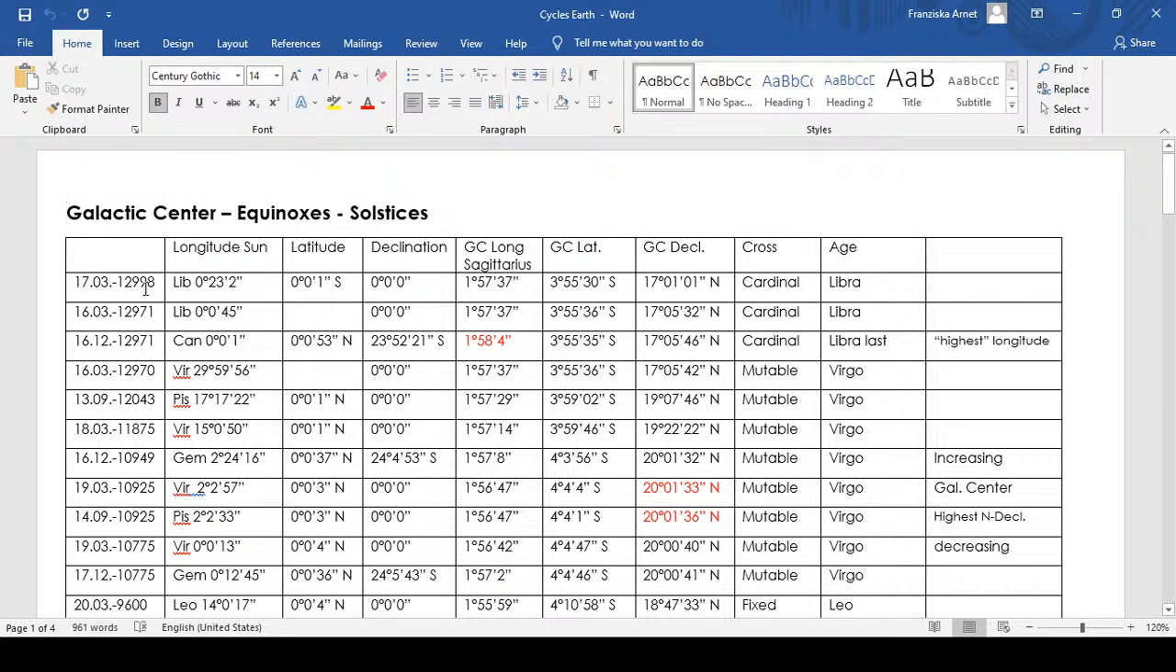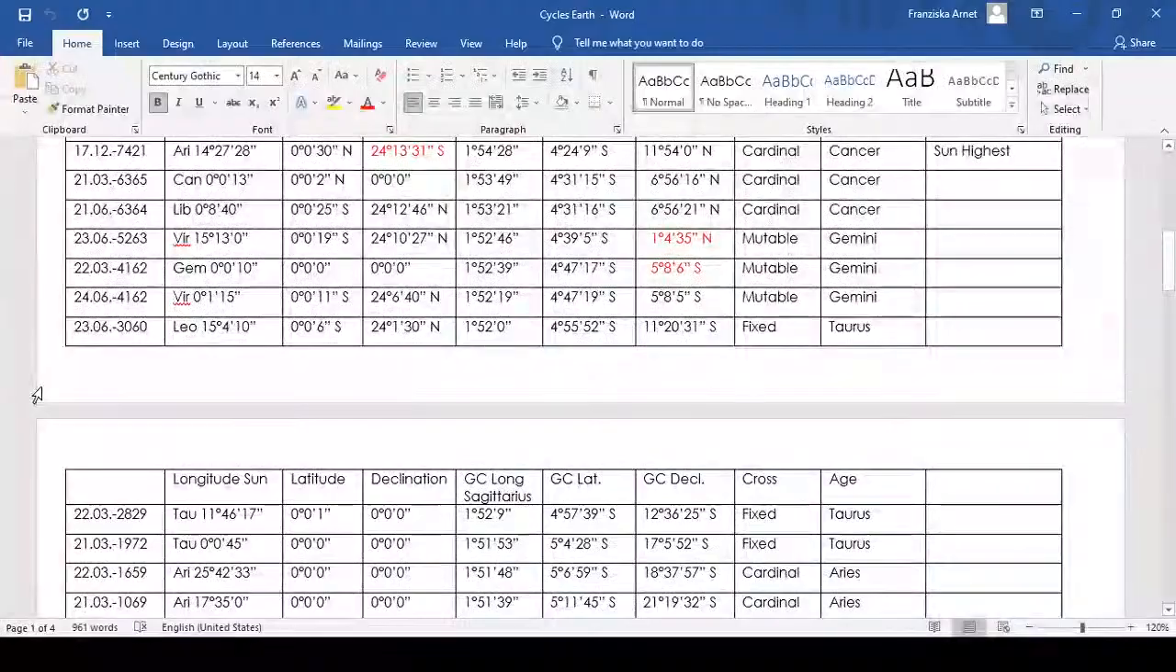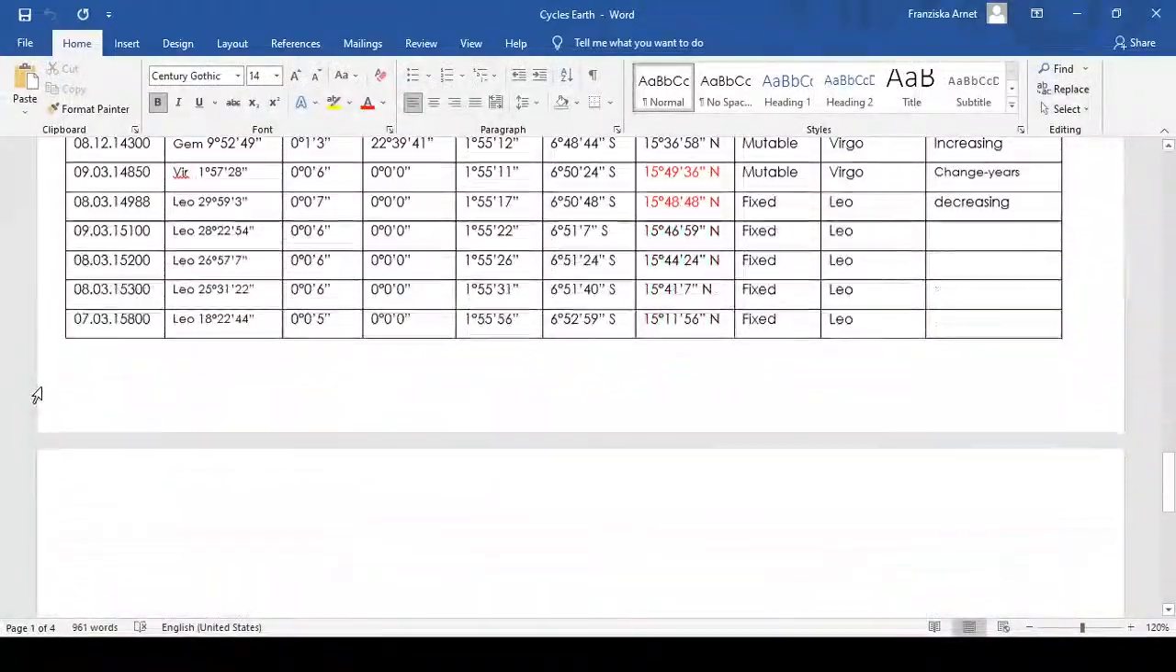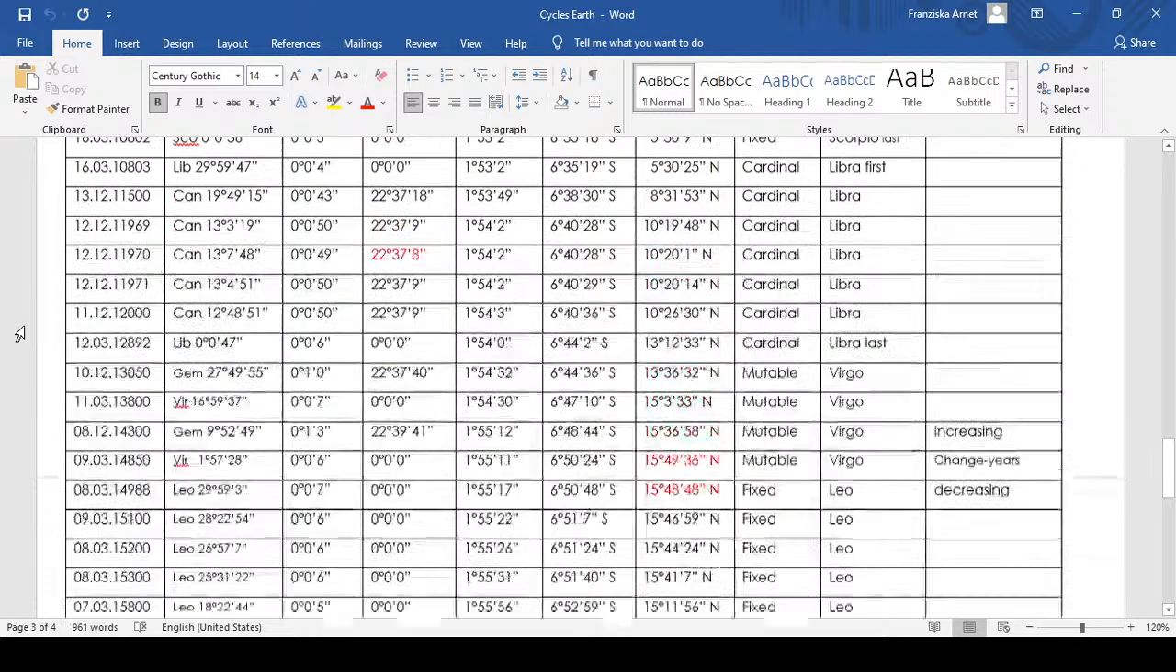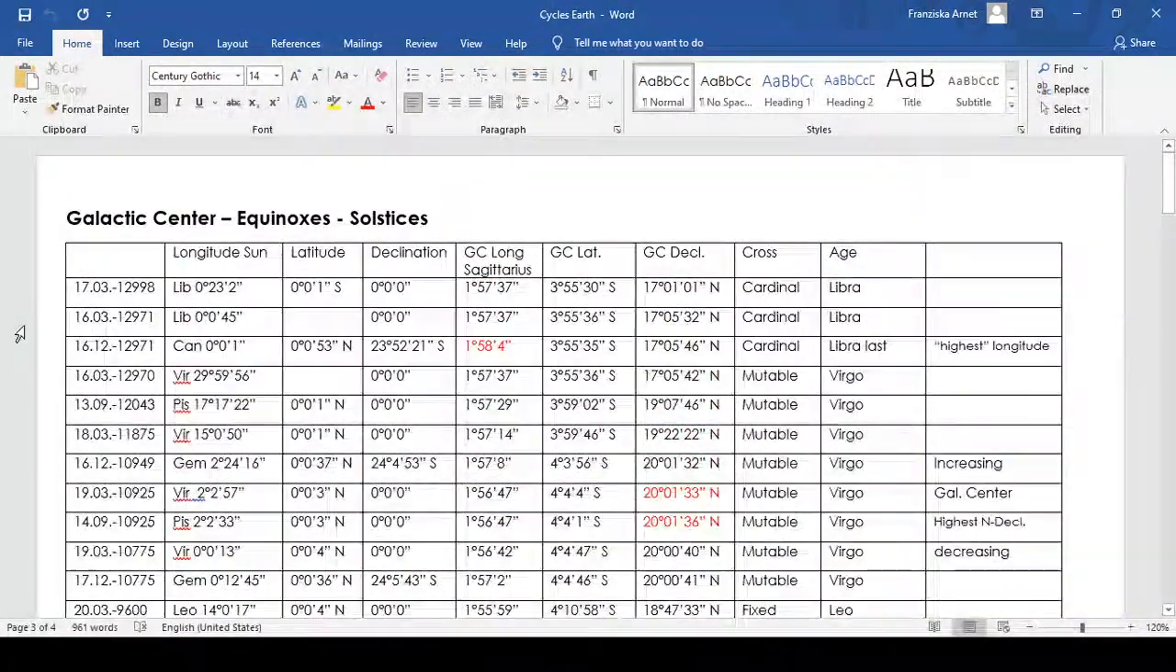I was able now to go back to the year 12,999 BC. I can't go further back with the software I have, and I just personally chose to stop here at the year 15,800, because I have already completed more than a cycle of the precession of the equinoxes. Yeah. So, as I mentioned before, these are all heliocentric charts. It means from the perspective of the sun.